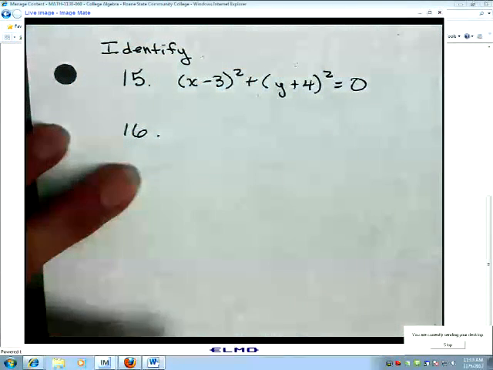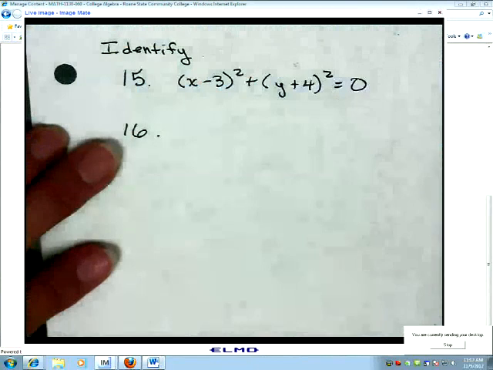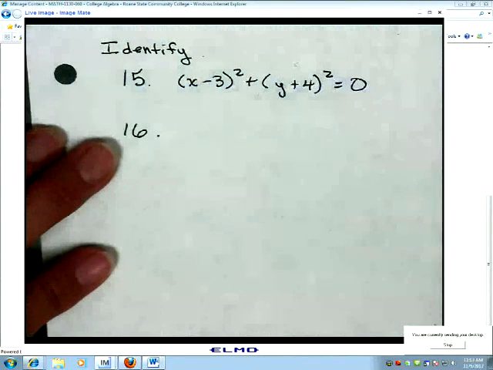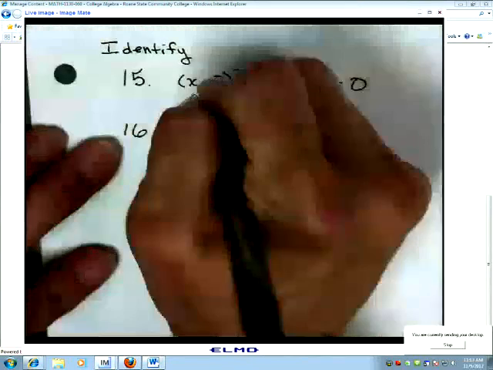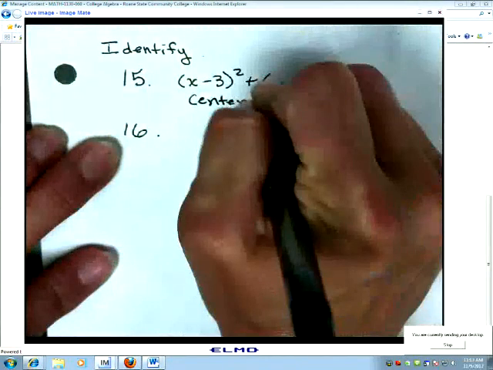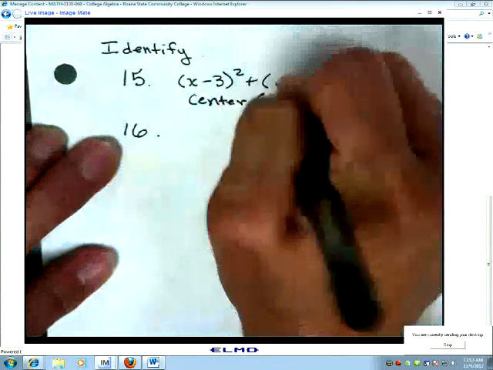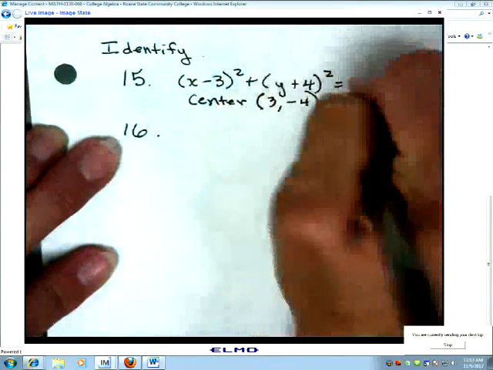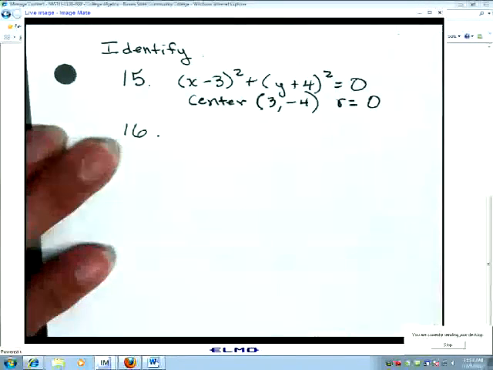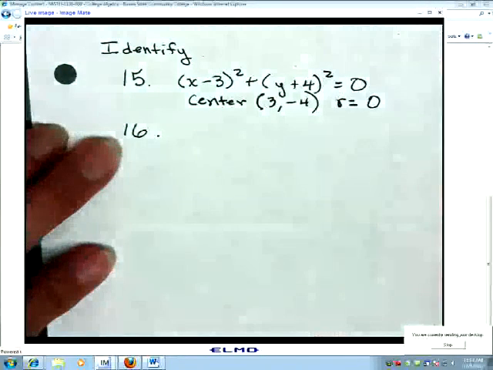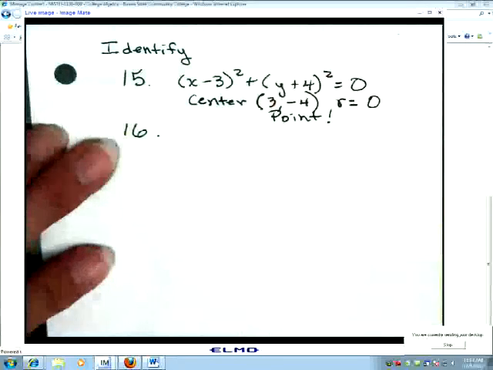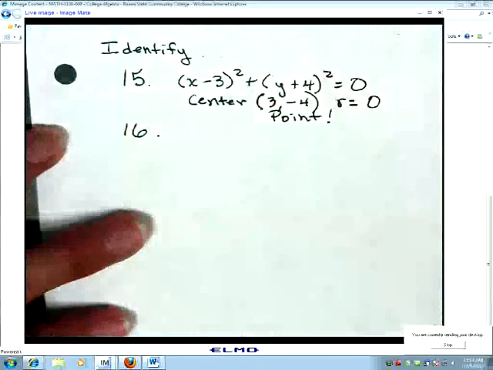It looks like a circle. Both variables are squared with the same positive coefficient. But if it's a circle, its center is what? 3, negative 4. And its radius is 0. That's where I know it's just a point. The only point that satisfies that equation is the center, 3, negative 4.